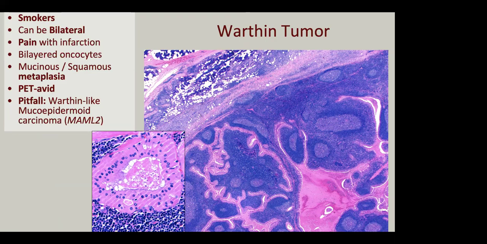so this might just be a reactive proliferation of oncocytes with cystic change in a background of lymphoid tissue that almost looks like a lymph node. You get this bilayered oncocytic epithelium. These can pop up on PET scans: people have cancer, they get a PET scan, something pops up in their salivary gland, it's often a Warthin. Pitfall is Warthin-like mucoep, in which case MAML2 gene rearrangement would be provocative of mucoep.